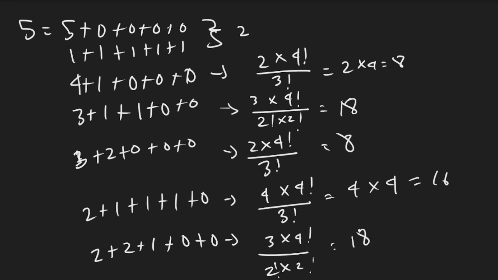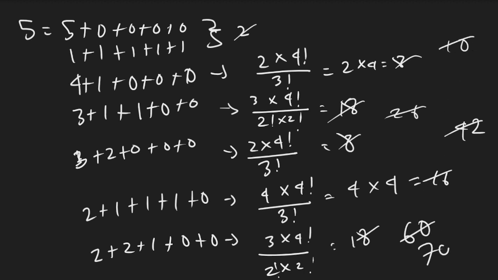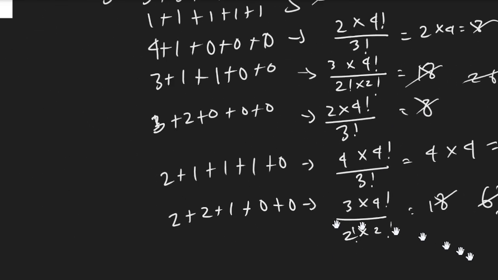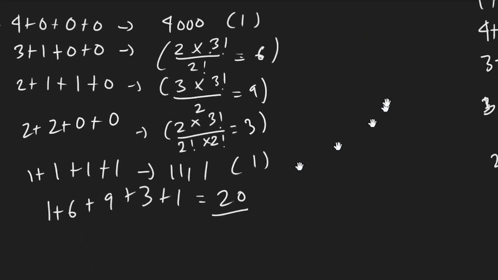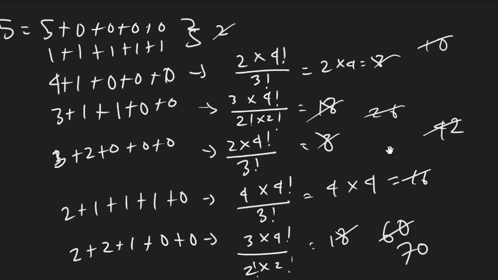Okay, so we have 2 plus 8 plus 18 plus 8 plus 16 plus 18. 2 plus 8 equals 10. 18 plus 8 equals 26. 26 plus 16 equals 42. 42 plus 18 equals 60. And 60 plus 10 equals 70. And that is the answer for the extra question. So the first one is 20, and the second one is 70.